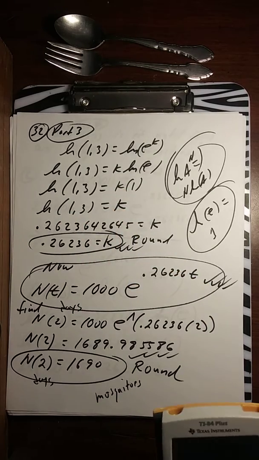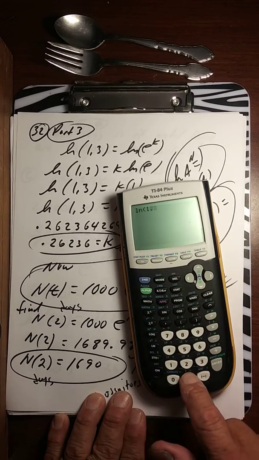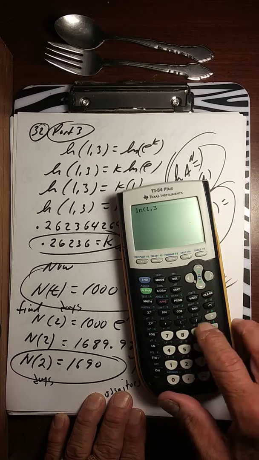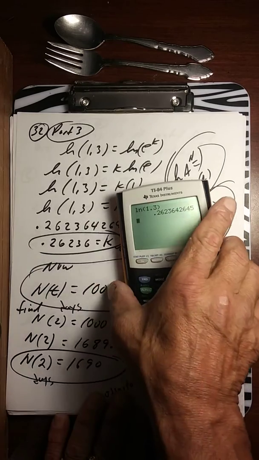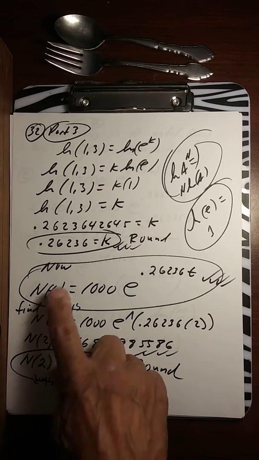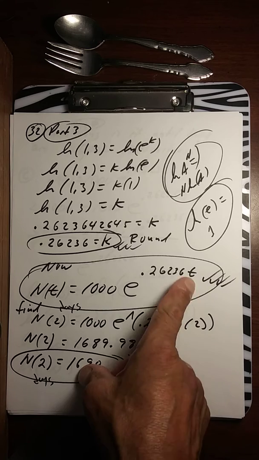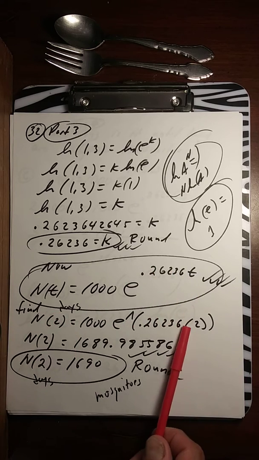Do it in the calculator? Sure. So let's go. ln 1.3, close it. It's 0.2623. Yep, that's it. Got it. So now we know that n of t is this. And what happens? We now know 2 days. What happens after 2 days? Put a 2 in there.